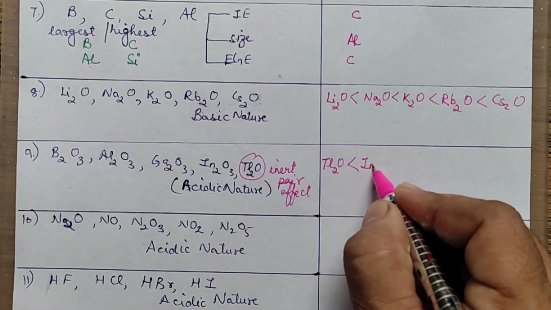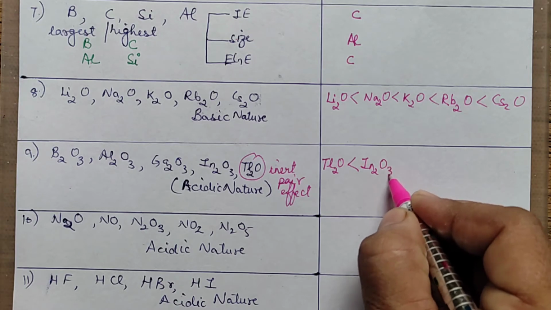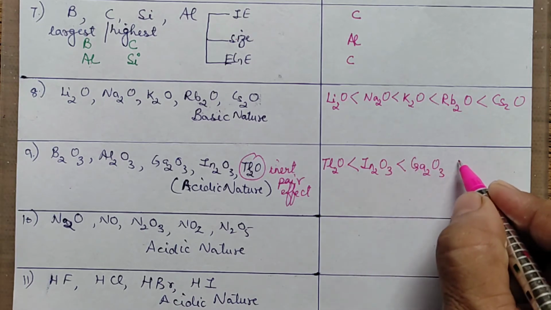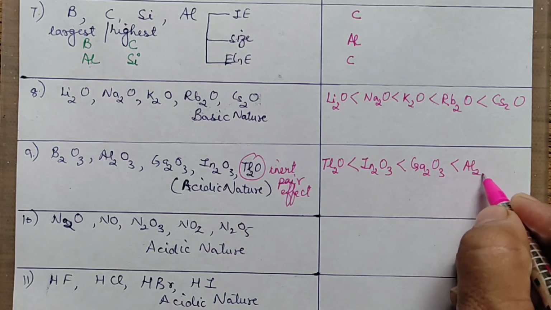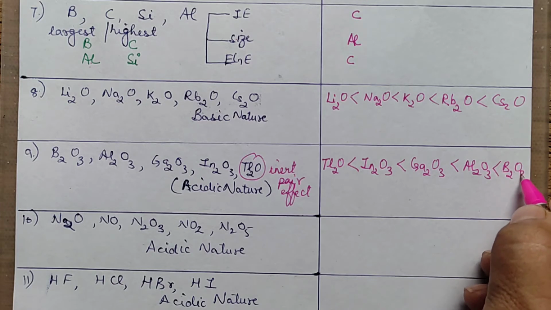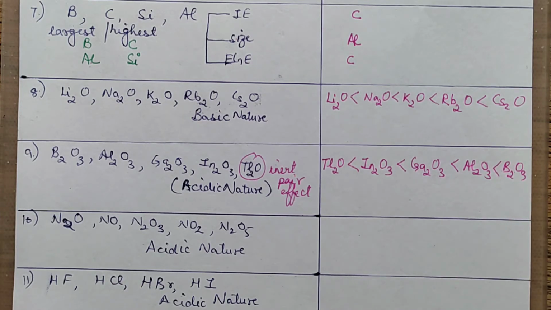So it is the oxide. Then you have indium. Then the next one is gallium oxide, Ga2O3. Thereafter you are going to place Al, aluminium oxide, and then you have boron. This is in fact amphoteric. This is most acidic.